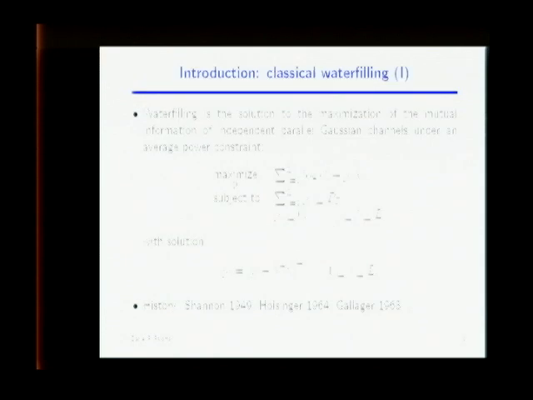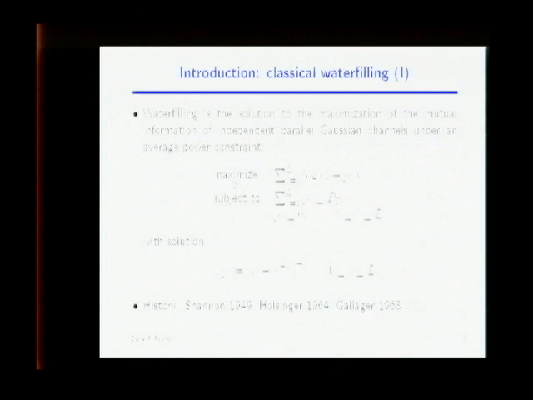Okay, let me start with the classical waterfilling, something we all know. If we have a channel with Gaussian noise, we know that to maximize mutual information, we need to transmit with a Gaussian code. And then the mutual information is given by log of 1 plus the SNR, right? Now, if we have a set of parallel and independent channels, what happens is that the total mutual information is given by the sum of all these logs.